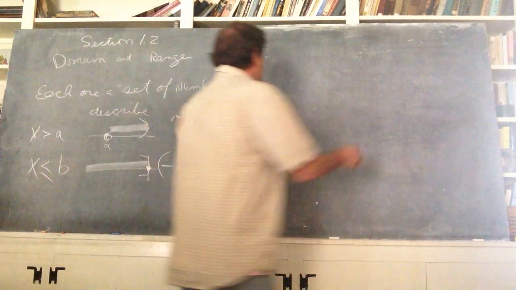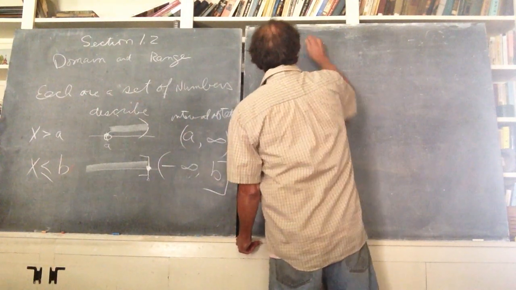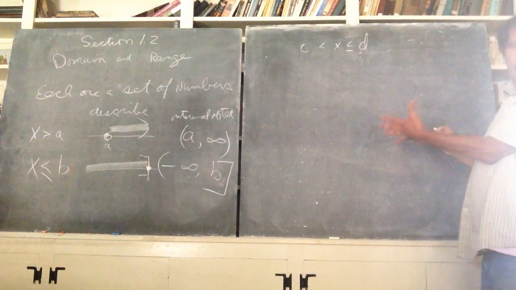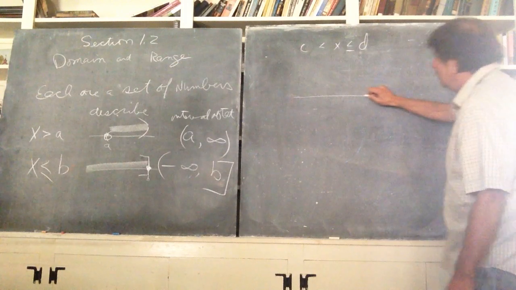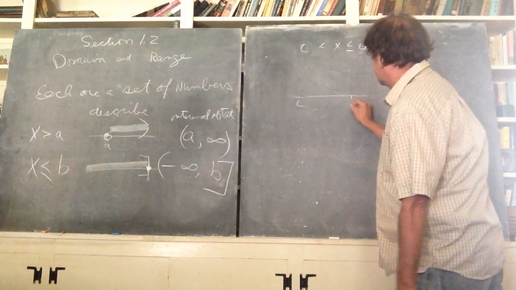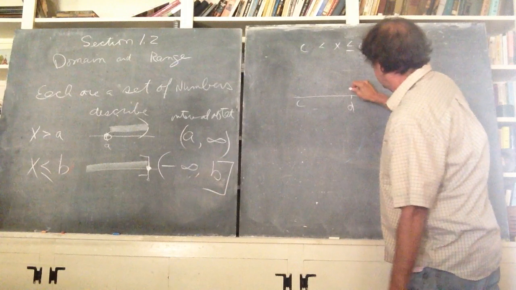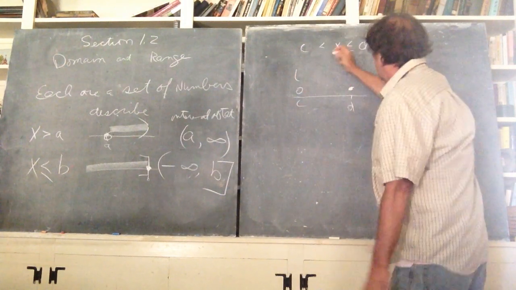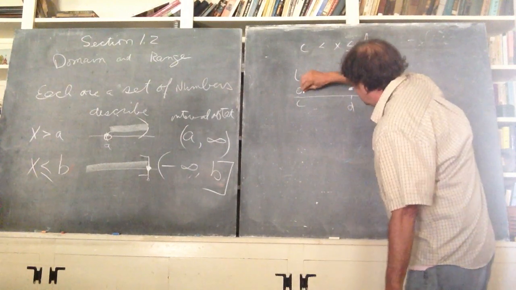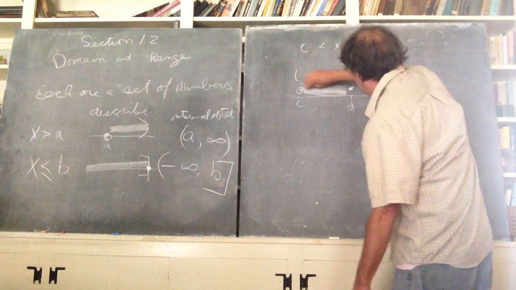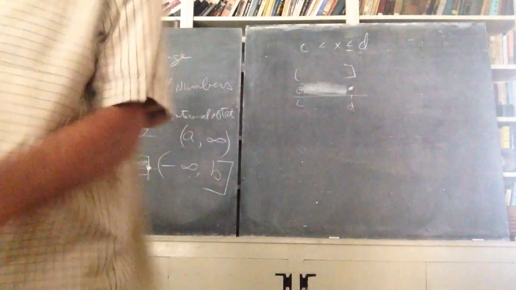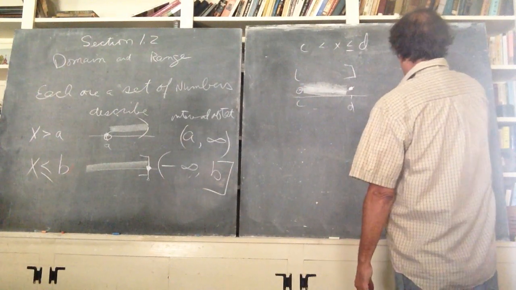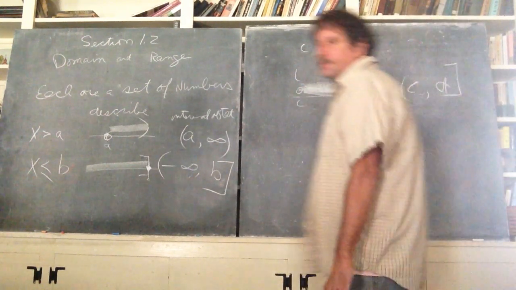We'll do one in between. c is less than x, less than or equal to d, for example. So here on a number line, c would be here, d is there somewhere. This is an open point, this is a closed point, and then you just color it in. That's a way to do it. In interval notation, c is open, like that.